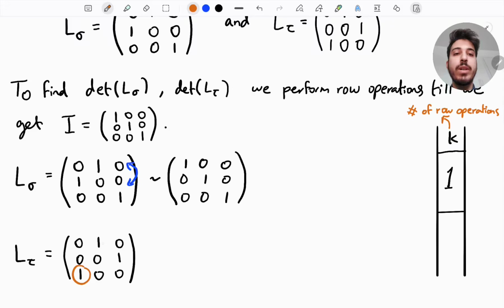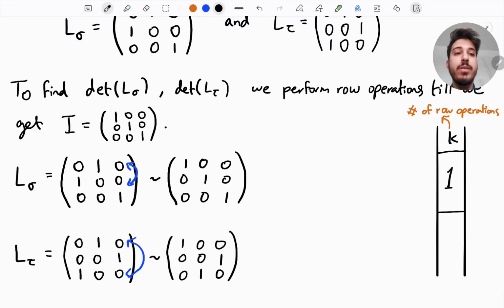And for L tau, we have that this one is not in its right place, and neither is this, and neither is that. So to fix that, we need to perform two row operations. The first row operation, going by the first column, is we want to put this one up top. So we want to exchange rows 1 and 3 to get back this matrix.